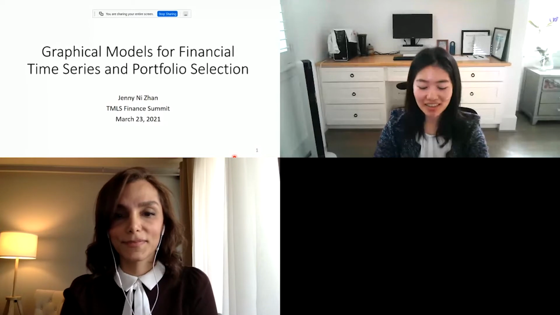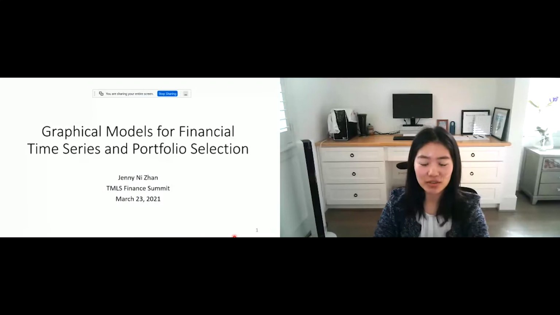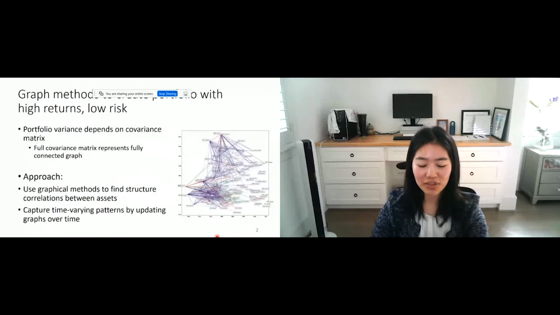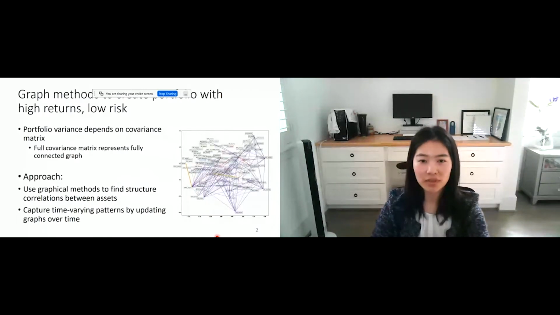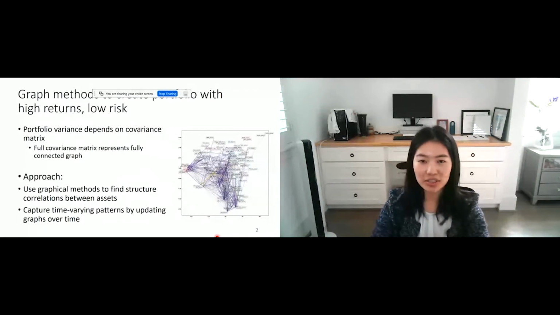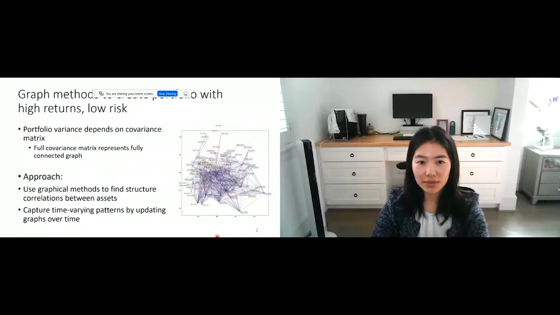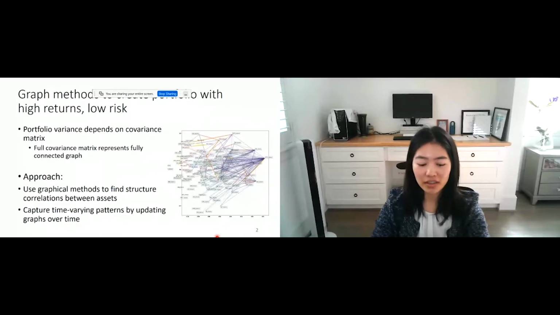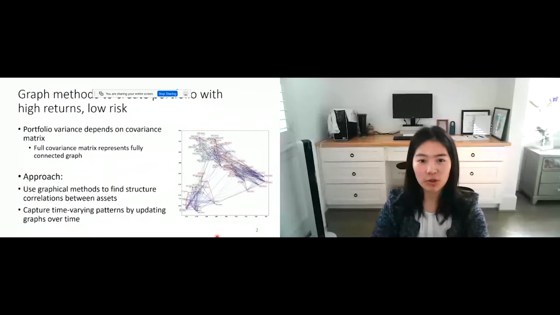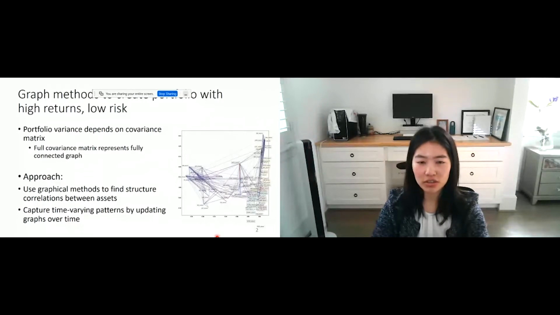Hi, everyone. Thank you, Beta, for the very nice introduction. Today, I'm talking about graphical models for financial time series and portfolio selection. It is based on a paper of the same title. And our motivation is we want to use graph methods to select portfolios with high return and low risk. And this is a very natural motivation for a lot of investors.